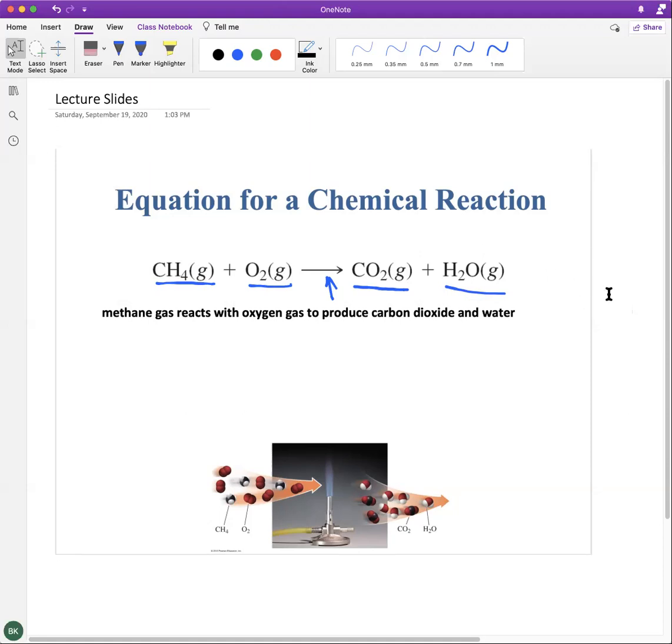We'll get some more work on doing that type of thing. But the next thing that we're going to talk about is balancing of chemical equations. So that's our next topic.